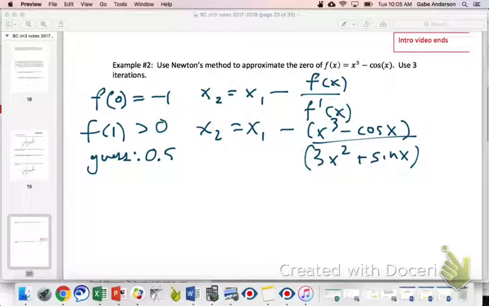So this would be where we break out the calculators. And we get to suspend your disbelief a little bit because, yes, you could just use the zero finder, but we're trying to talk about where a zero finder could come from. So let's plug in that 0.5. That would look like this: x2 equals 0.5 minus f of 0.5 over f prime of 0.5.